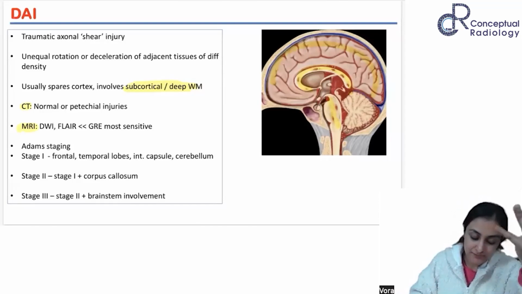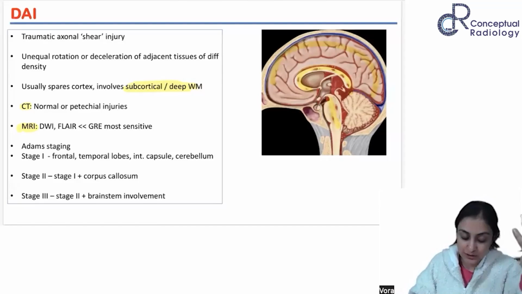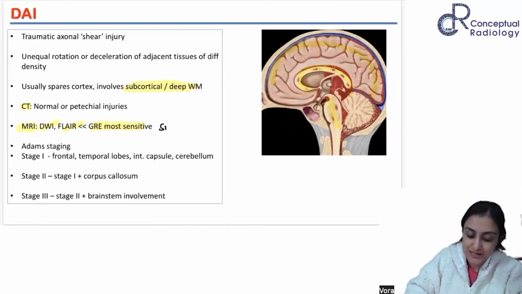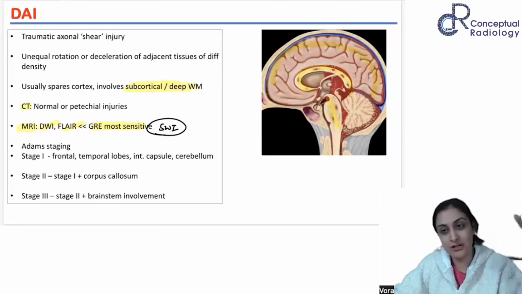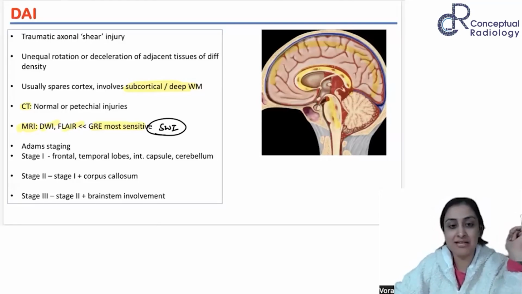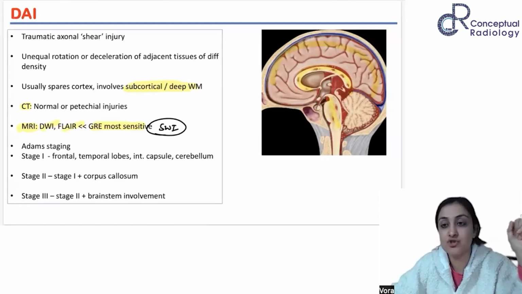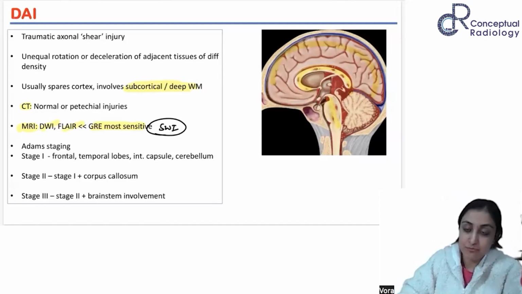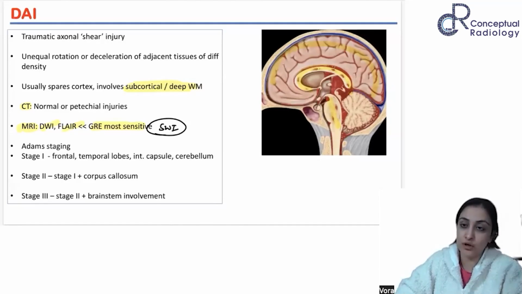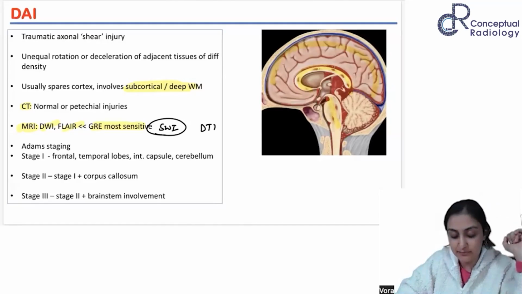On MRI, three sequences will show you these: you can pick them up on diffusion, you can pick them up on flare, and gradient remains the most sensitive. SWI is much better than your T2 star gradient images. We do learn this at NEET PG level as well, that susceptibility weighted imaging is the most important for DAI. And now there are lots of studies on diffusion tensor imaging as well, right?